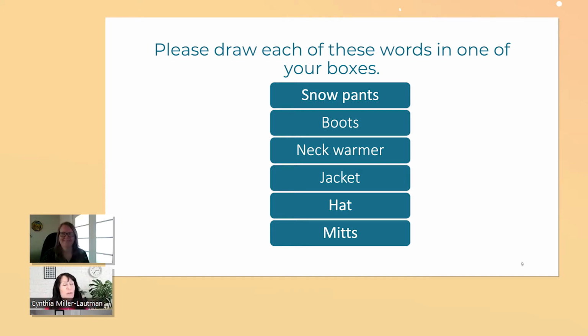I just need you to attempt to draw a pair of snow pants in the first box. So go ahead right now and draw a pair of snow pants in the first box. Then go on to draw boots in the second, neck warmer in the third, and so on and so on. I'll just give you a minute. And Amy, if you notice that people are seeming done, if you could show us what you've drawn.